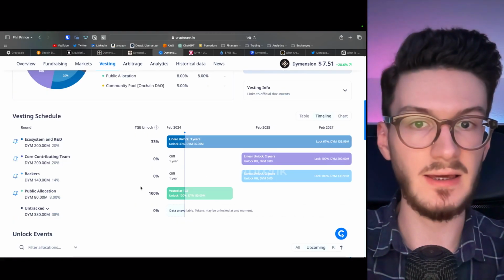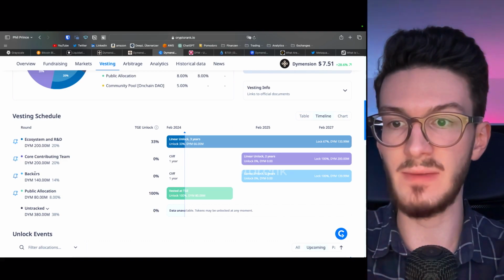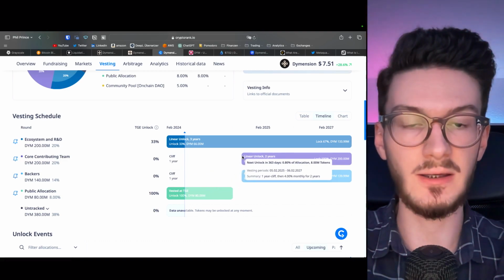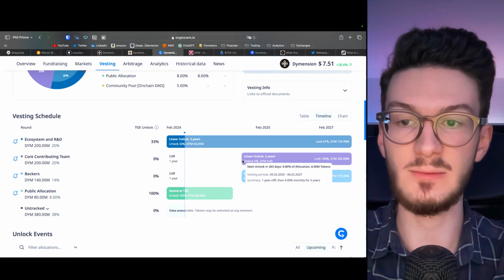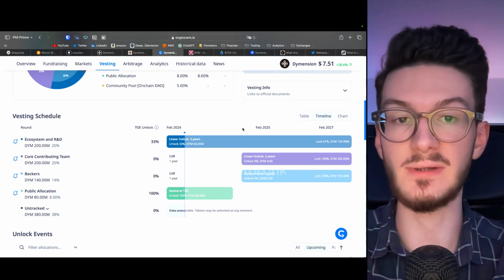The first thing I really like to see is that the team and the backers will get unlocked in 1 year, which is always a good sign for a project as it shows team conviction. And for me, mostly rules out a pump and dump.